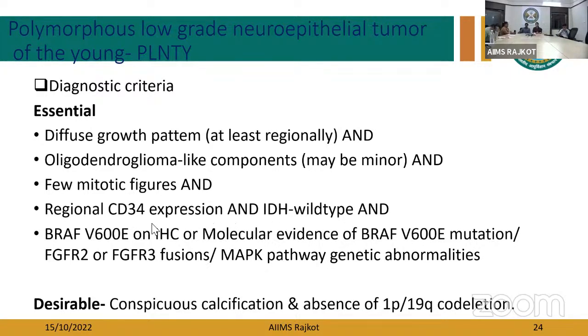So CD34 positivity is the typical picture of this tumor, because the other three tumors of this category do not show strong CD34 positivity. So whenever in children we see oligodendroglioma-like morphology, we should keep in mind PLNTY. And the desirable feature is conspicuous calcification. However, 1p19q co-deletion is absent in contrast to adult type oligodendroglioma.